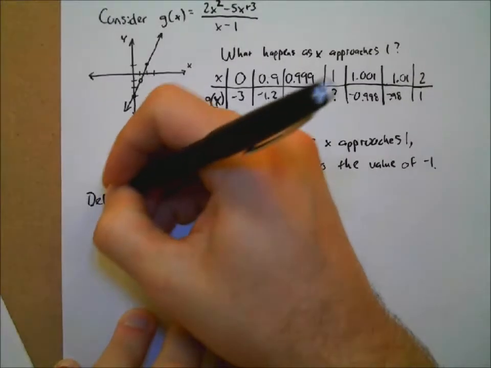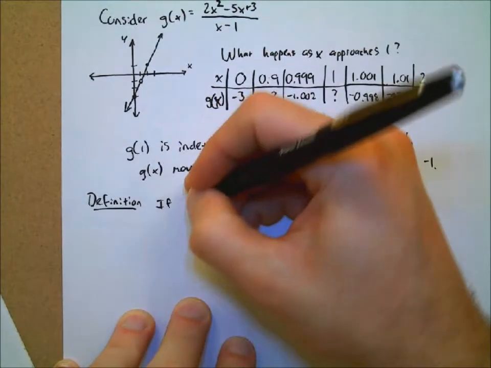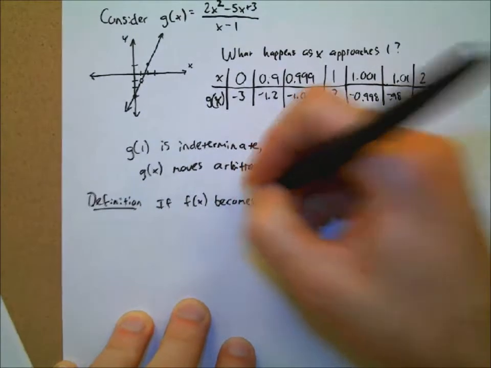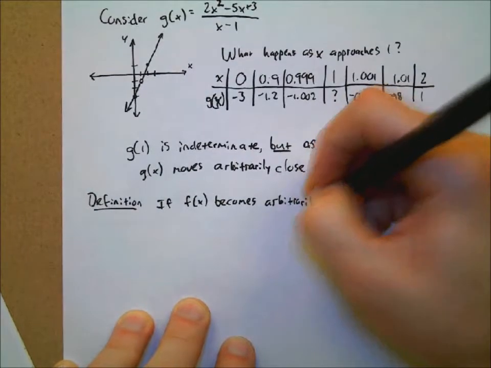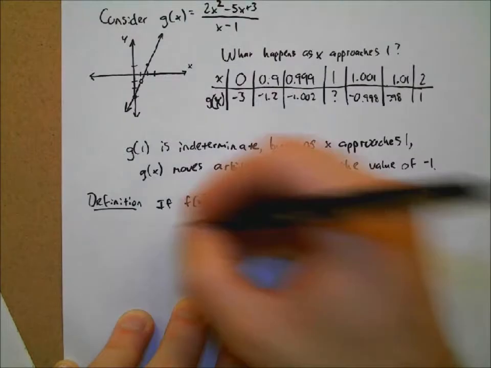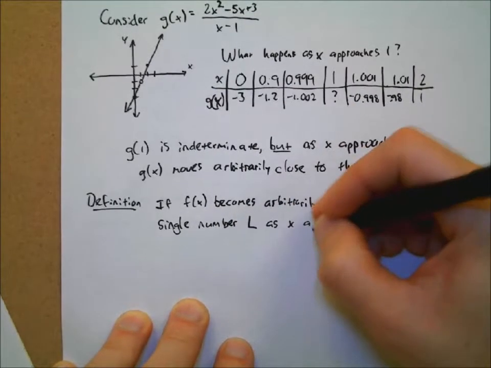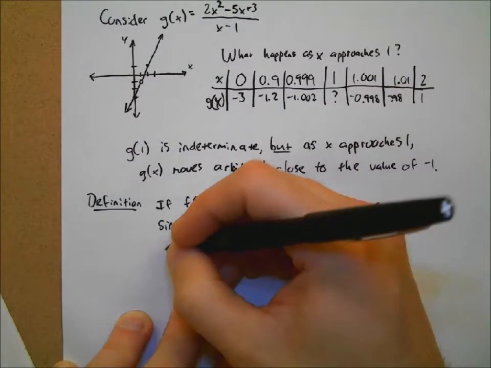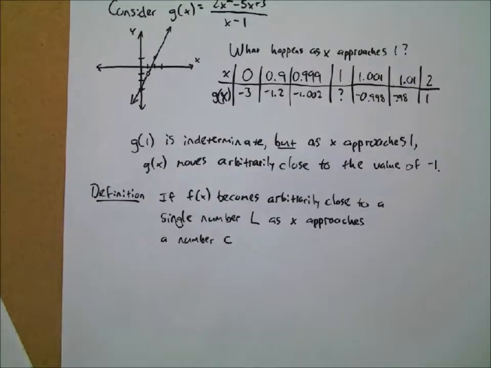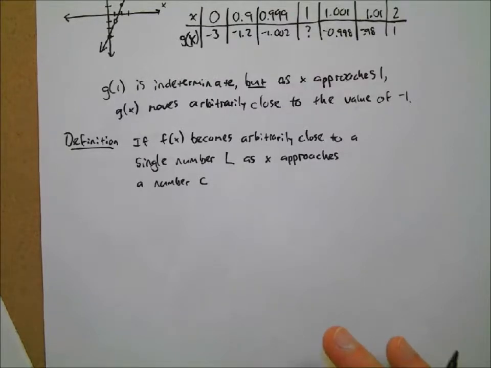Okay, so here's a definition then. If f of x, some generic function f of x, becomes arbitrarily close to a single number capital L as x approaches a number c. So there's two things happening here. Our x value is approaching a number c. Simultaneously, our y value, the function value, is becoming arbitrarily close to a number L. We are choosing to have x approach c; x is independent. Then we see what happens dependently to f.